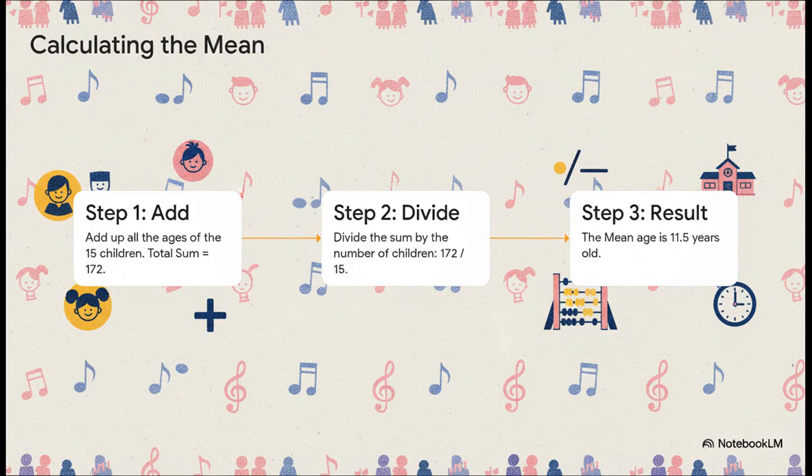Okay, so how do you do it? The calculation is actually pretty straightforward. For our choir, we just add up all 15 ages. That gives us a total sum of 172. Then we divide that by the number of kids, which is 15. And what's the result? A mean age of 11.5 years.